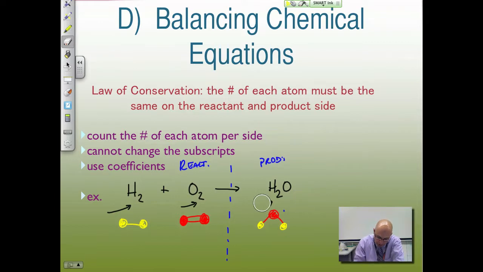Now I cannot change the subscripts, okay? I cannot write a 2 down here for my oxygen. Yes, that would balance my hydrogens and oxygen, but it changes what that substance is. H2O is water, delicious, love to drink it, quenches your thirst. H2O2, not so much. H2O2 is hydrogen peroxide.